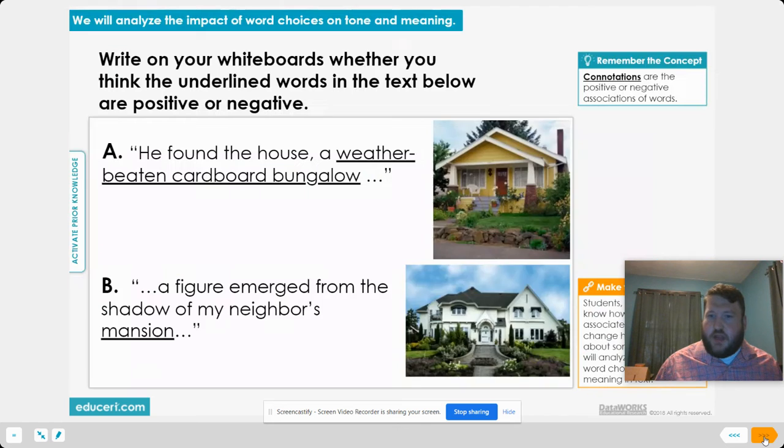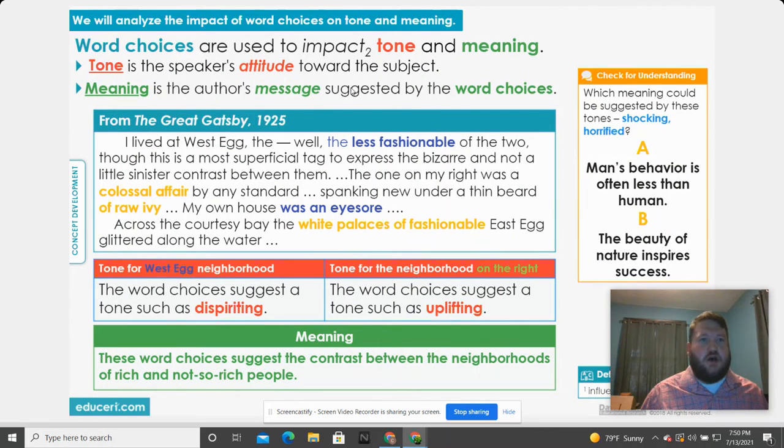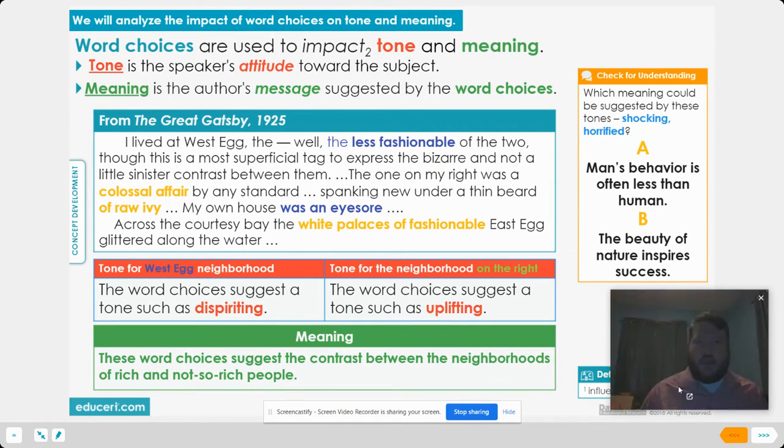All right, let's go ahead and get right into this then. We'll start actually with some definitions. And we'll start off the bat here with tone and meaning. So, first off, tone is the speaker's attitude towards the subject. So, this is how the writer is writing about that particular subject. Now, you have to remember, particularly in fiction, it doesn't mean that the writer truly believes those things. It could be how the character is perceiving something.